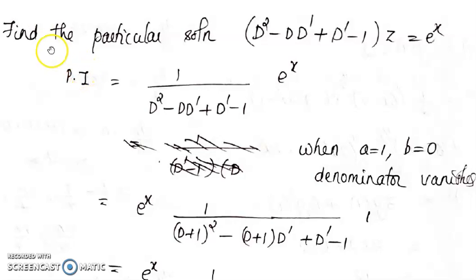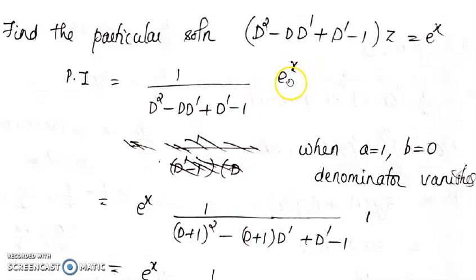So the first question is, find the particular solution of (D square minus DD dash plus D dash minus 1) z equal to e raised to x. So the particular solution is given by 1 by (D square minus DD dash plus D dash minus 1) of e raised to x. Now, it is in the form 1 by f of D, D dash, e raised to ax plus by. Here a is 1 and b is 0.